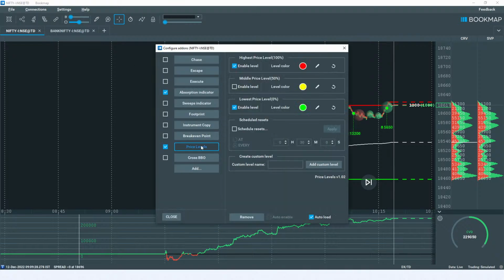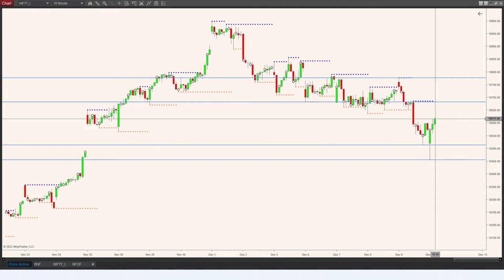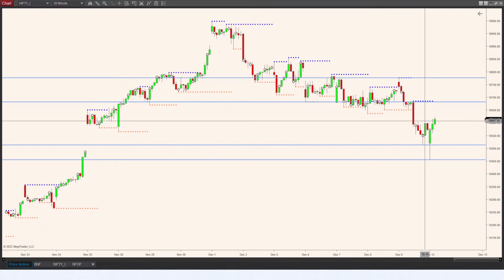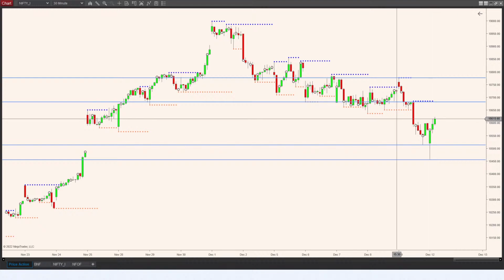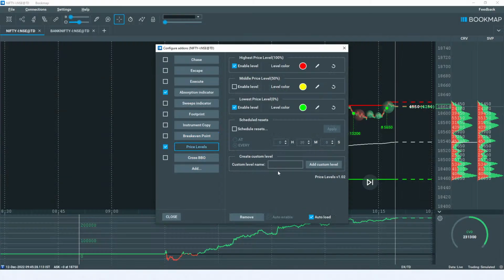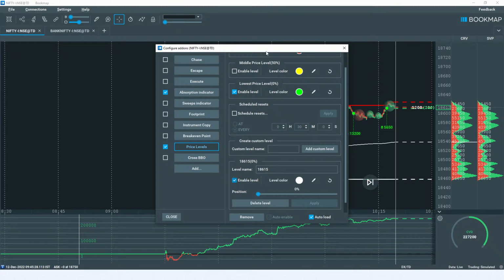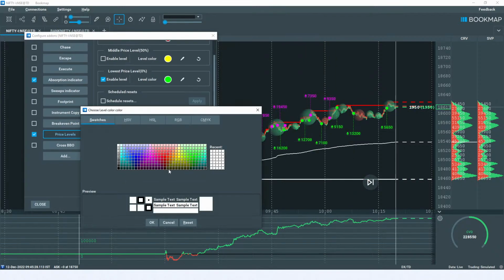If you go to the add-on and price level, you can customize the price. For example, assume I want 18,615. Okay, 18,615. You can add the custom level, and you can enable and disable that particular level.